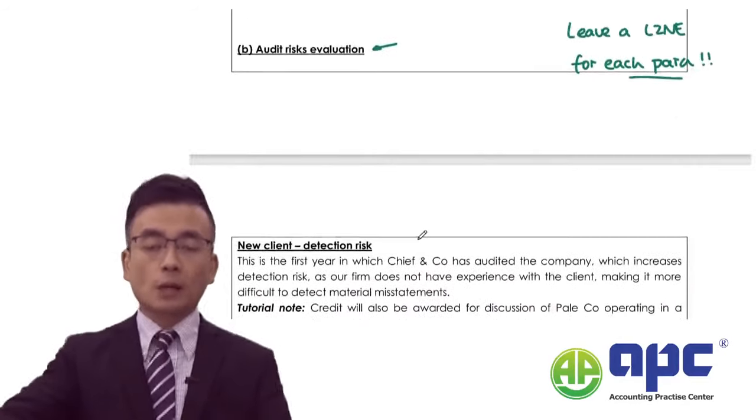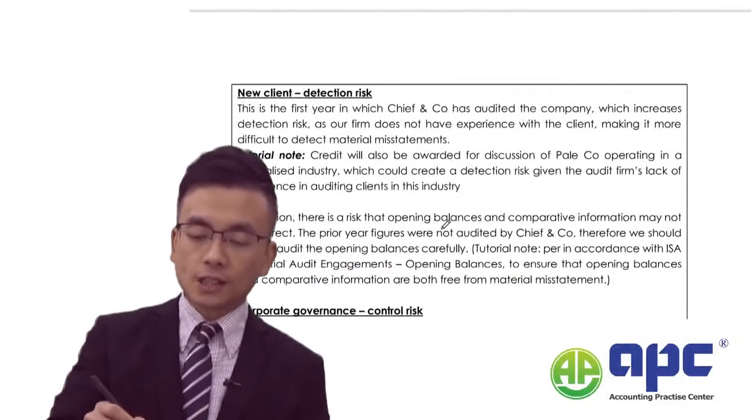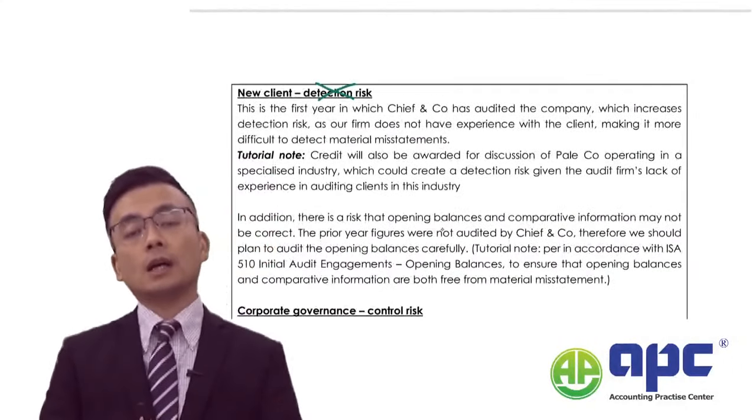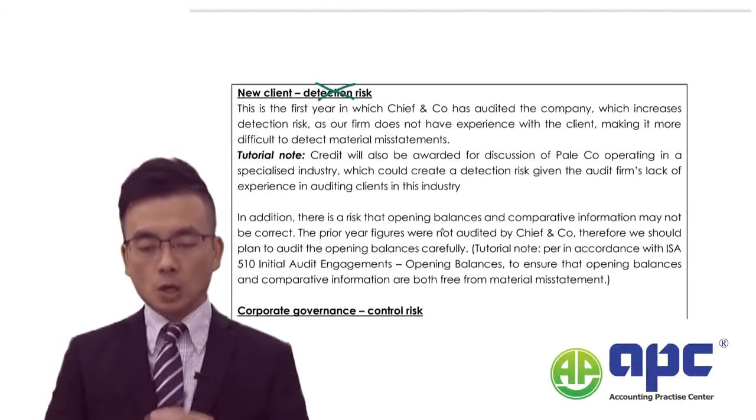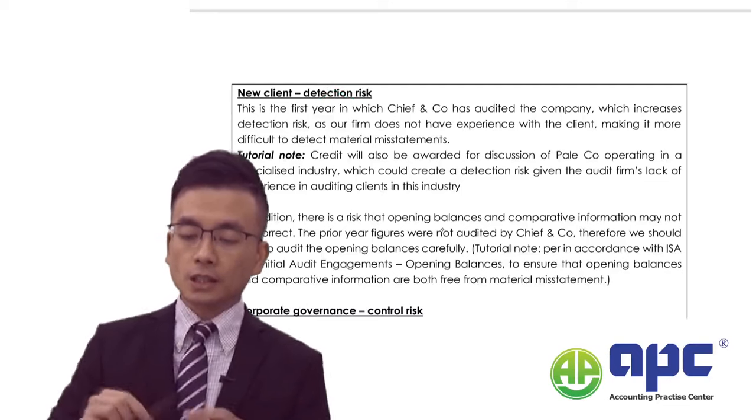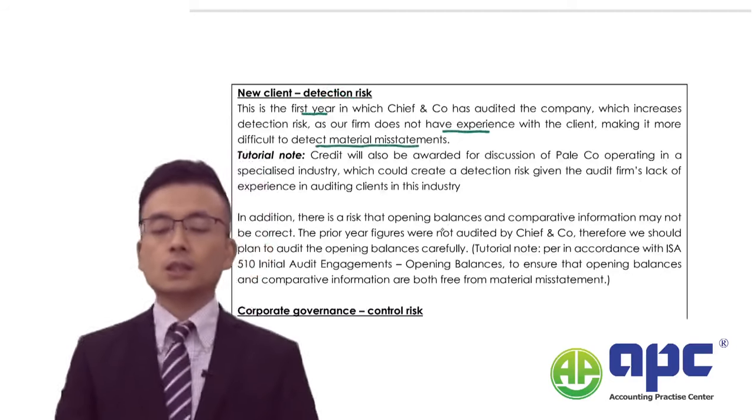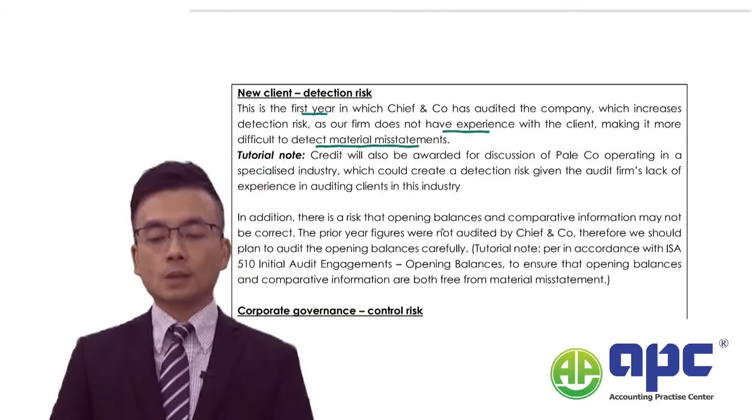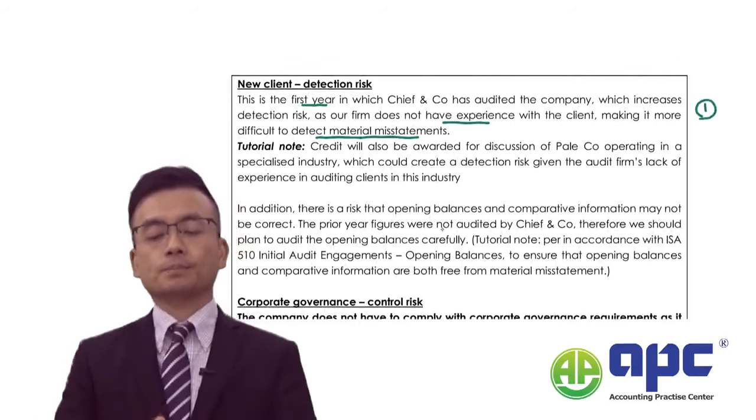So let's talk about the audit risk here. So for example, this is a new client. You don't have to say this is the detection risk, but for tutorial purposes, I've mentioned it to you only. You can say that this is the first year audit, not having experience, and difficult to detect material misstatement. Okay, so you're awarded 1 mark here.